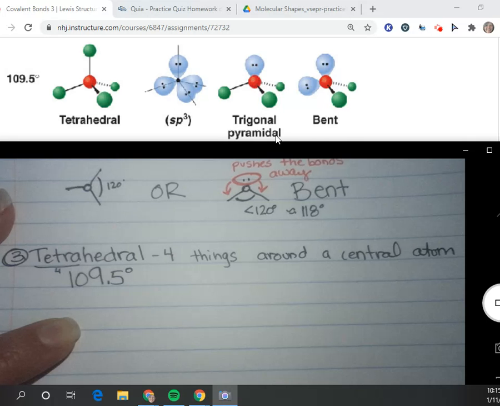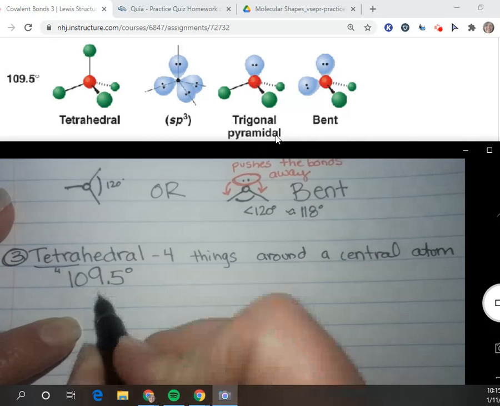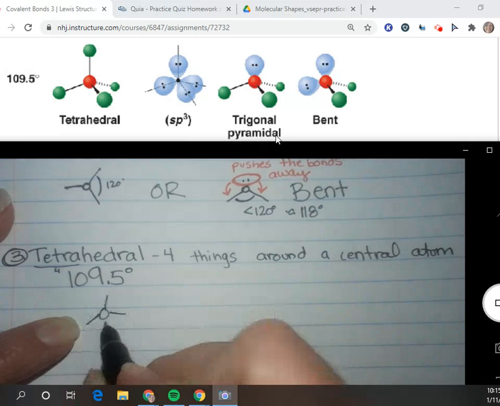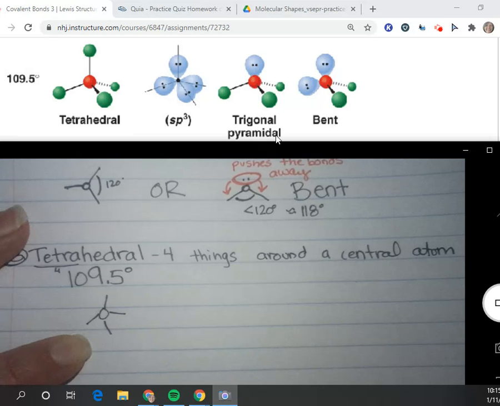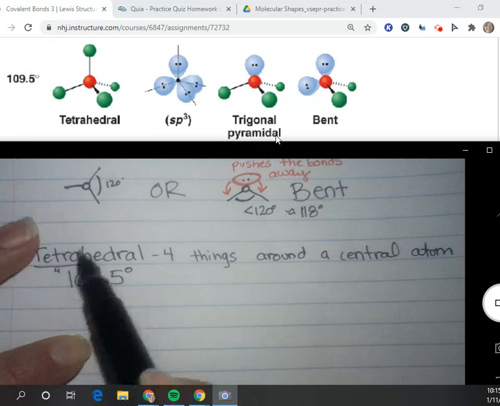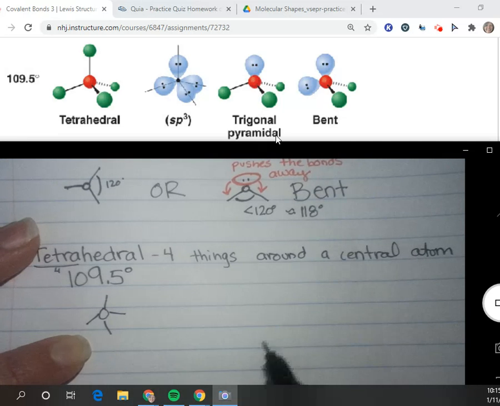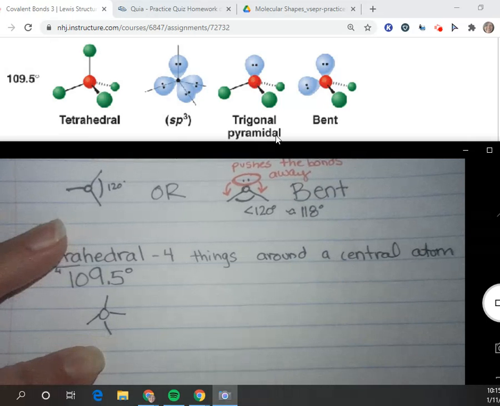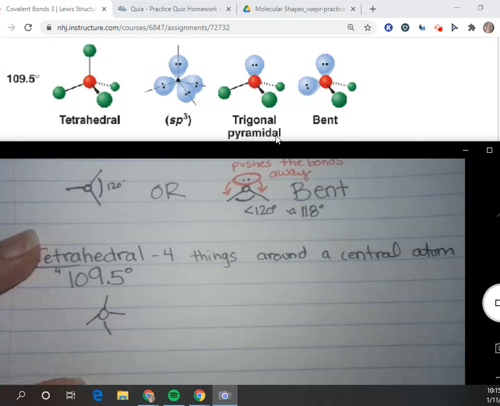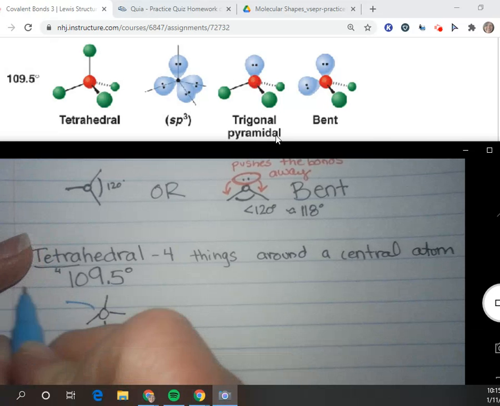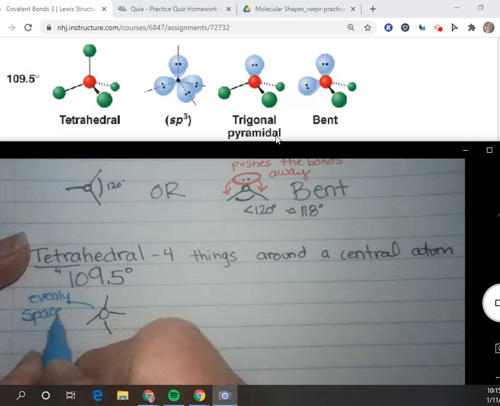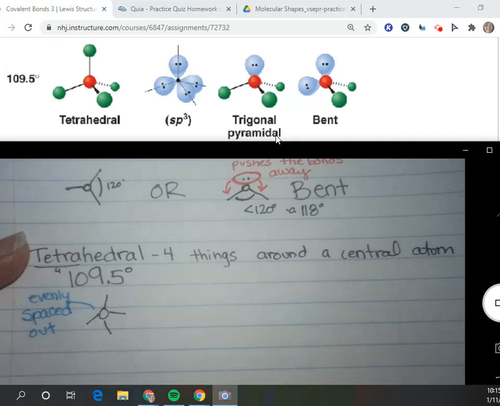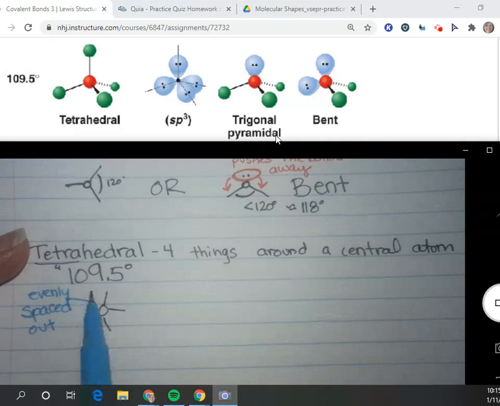Okay. So we have our central atom, and we have all evenly spaced out because these bonding electrons push each other all the same strength. I guess we should make a note because my drawing is terrible. Evenly spaced out at 109.5 degrees.